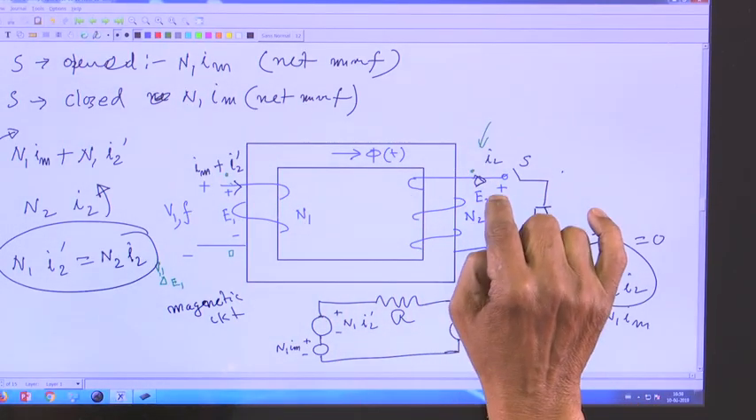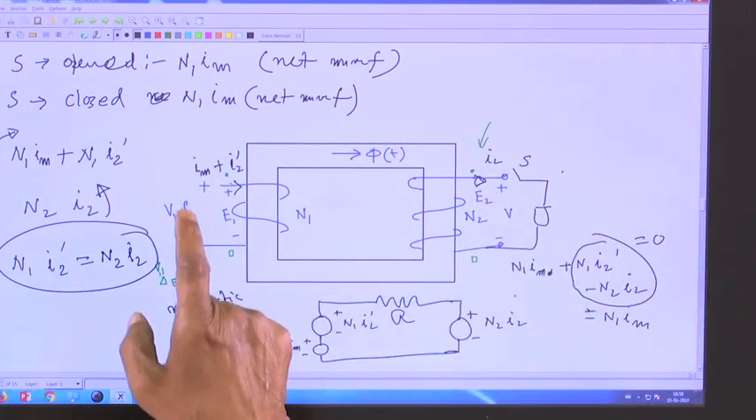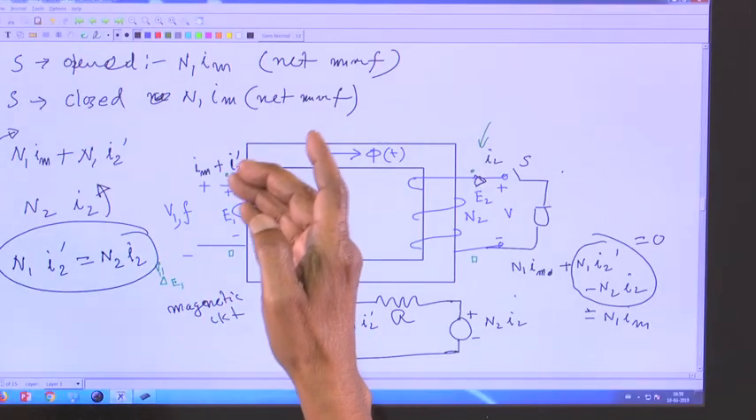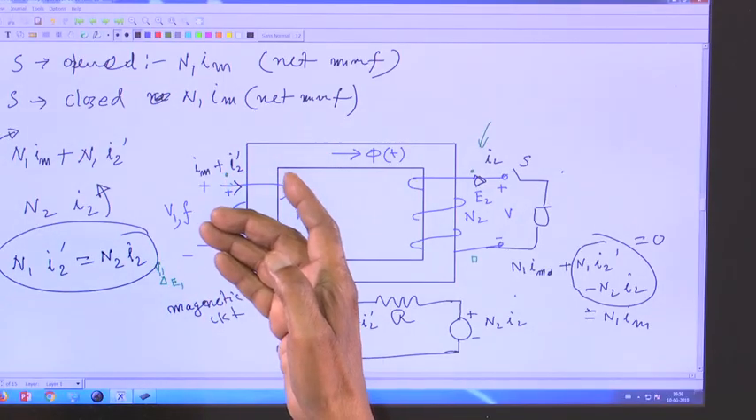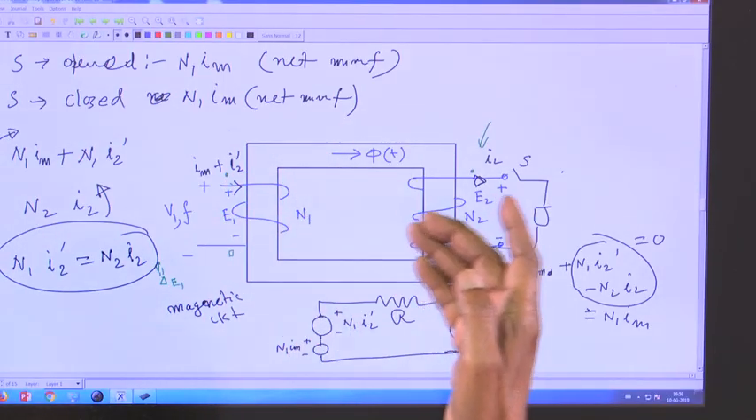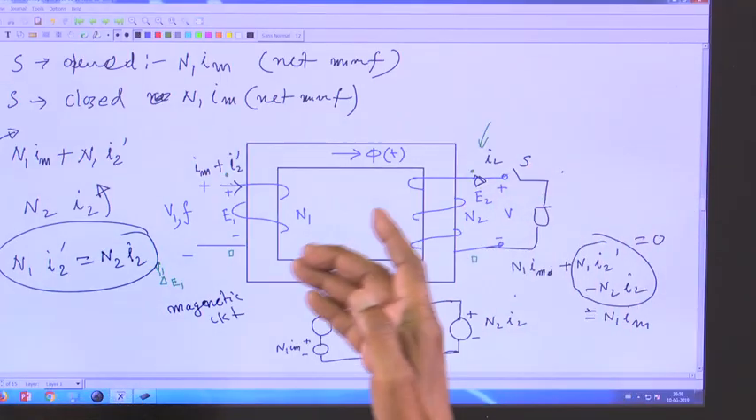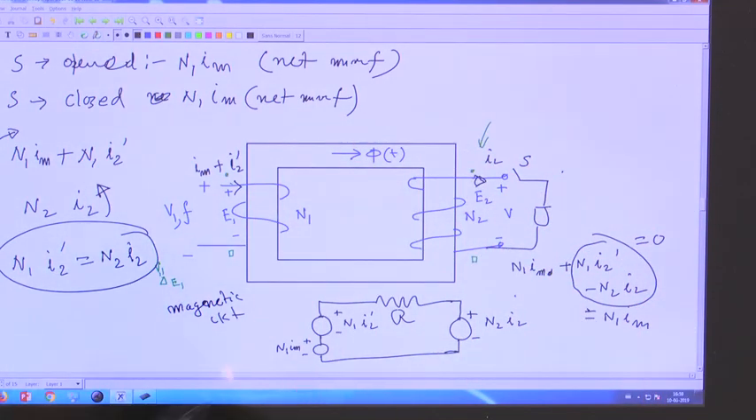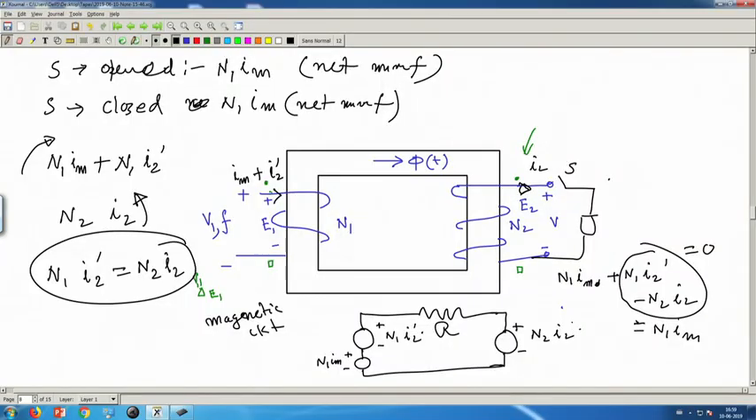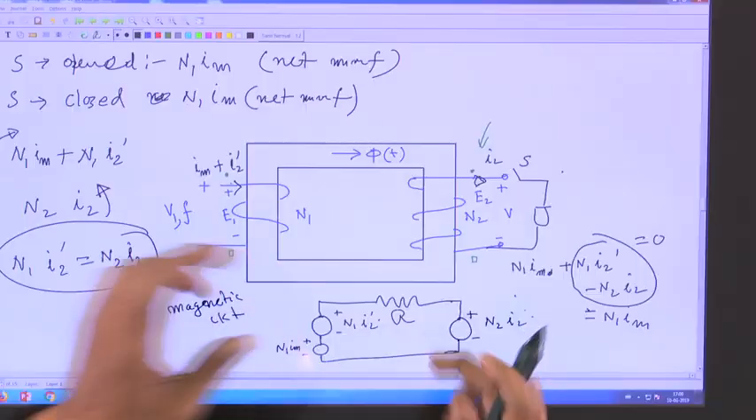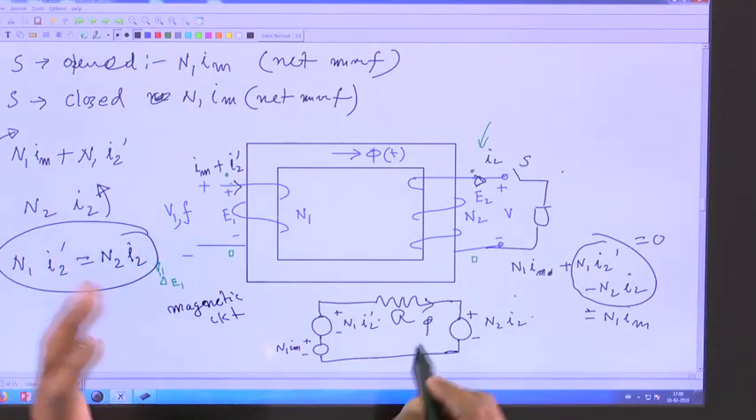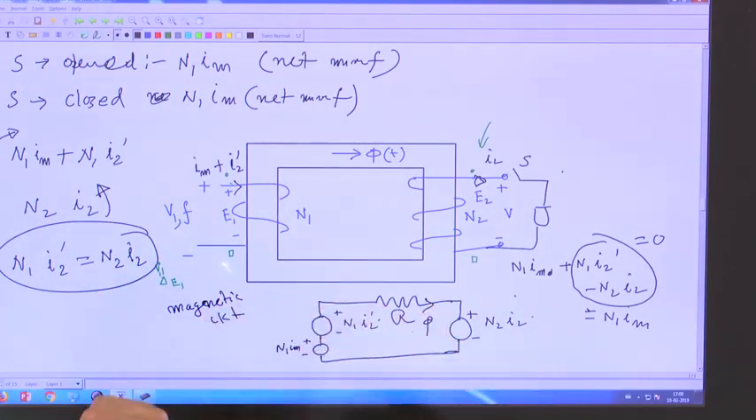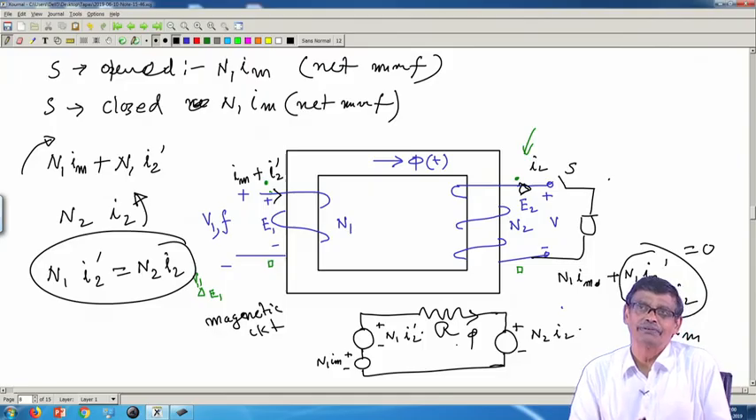The moment you close, then what happens? Initial MMF was N1 IM with S opened. Final net MMF has to be N1 IM. If these two are equal, these and these are equal, these two MMFs will cancel each other and flux remains N1 IM by reluctance. That was the idea. Please go through it. Hope you have understood. Thank you.